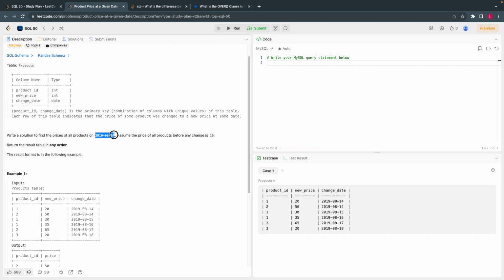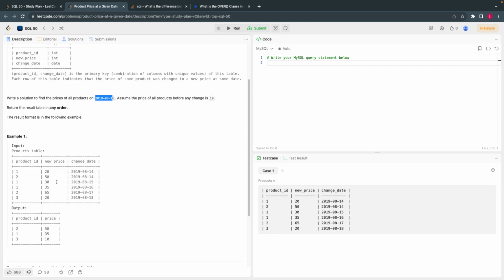The starting point of all the products is 10. But they'll change during these 8 months, they increase, decrease, whatever could happen. So that's what they're asking: on this day, what's the price? If the price is not changed, it will remain the same, 10.